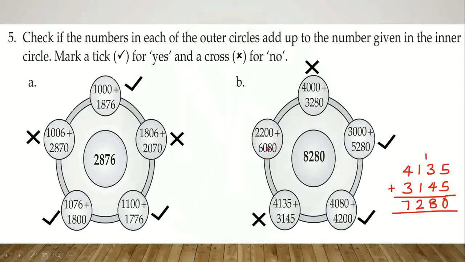Coming to the last circle here, we have 2200 and 6080. So if you add these two numbers you will get 8280. 0 plus 0 is 0, 0 plus 8 is 8, and 2 plus 0 is 2, 2 plus 6 is 8.